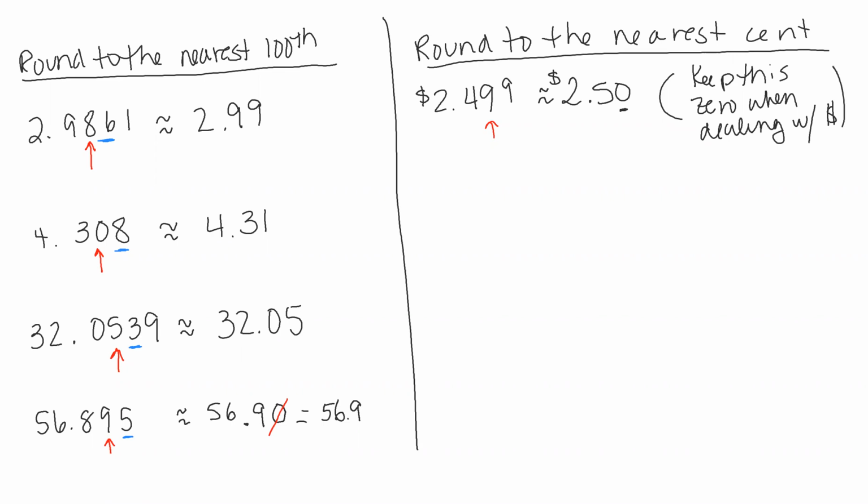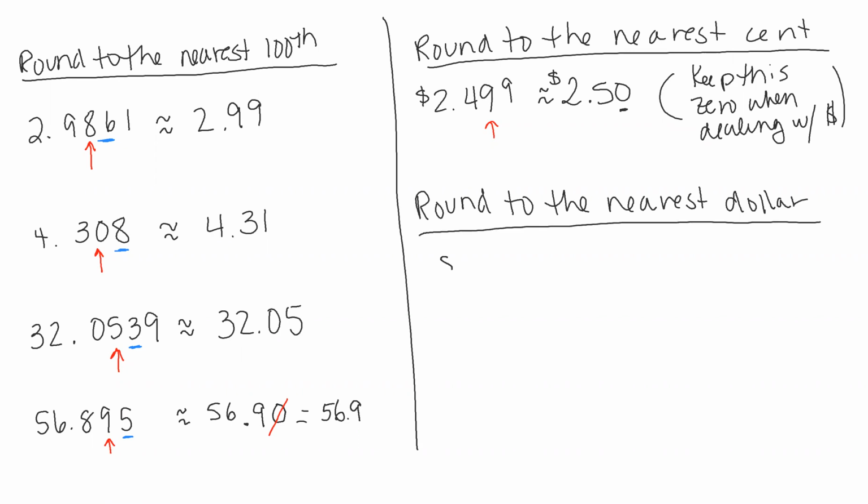Okay. Now, let's say I said round to the nearest dollar. And let's say in this case, I had $568.43. Well, the dollars would be the ones place. So when you're dealing with money, cent is the hundredths place, dollar is the ones place before the decimal. So in this case, the ones place is the 8. I look to the right to the 4. Well, 4 tells me to round down. So this would round to approximately $568.